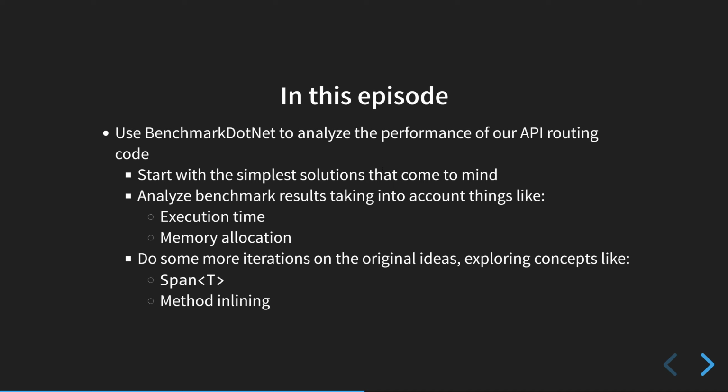So we'll start with the simplest solutions, analyze the results, and then we'll do some more iterations on those ideas, and we'll explore some concepts like using Span of T, which is a newish type that appeared on .NET Core 2.1, if I'm not mistaken. And also method inlining, which is just to play around with it, not very important in this case, but for sure in other scenarios it is very important.